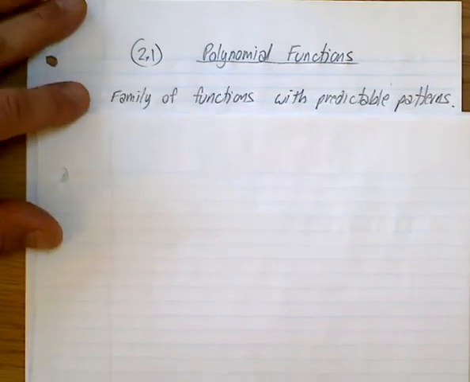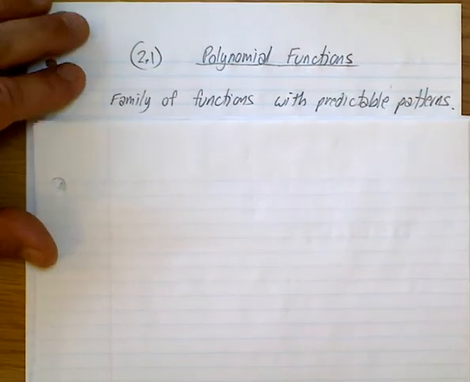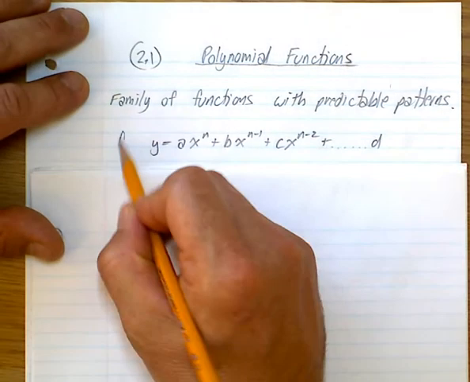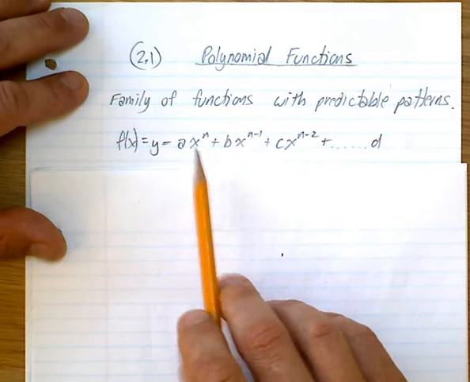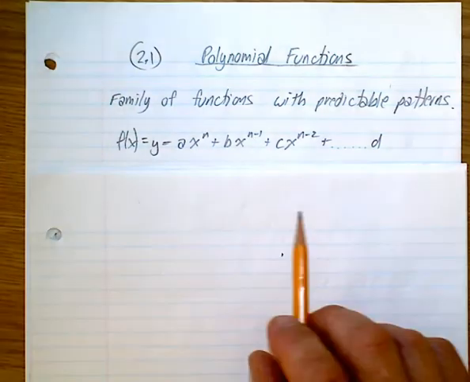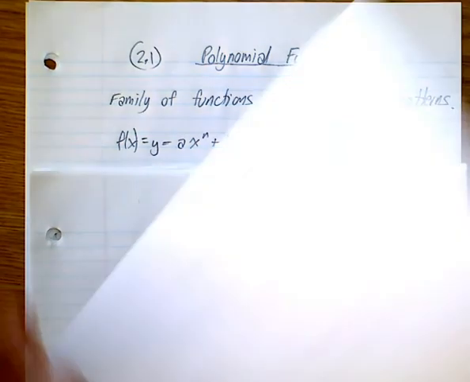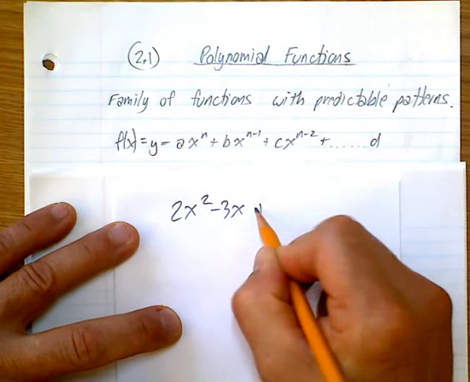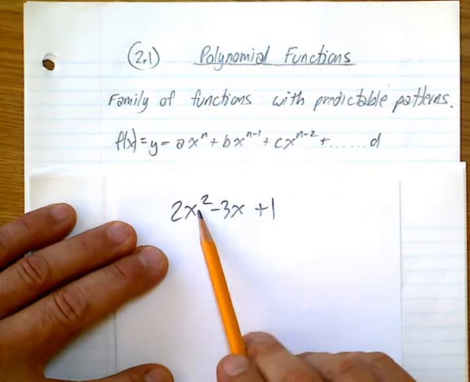But the idea is there's patterns in these polynomial functions that are predictable and allow us to visualize higher level functions of these. So first of all, they're a family of functions with predictable patterns, okay? And they look like this. They look like, well, f of x, right? f of x equals ax to the power of n, bx to the power of n minus 1, so it would be 1 less. If you thought about it, you could think of it as being 2x squared minus 3x plus 1, where this is your a, that's x squared.